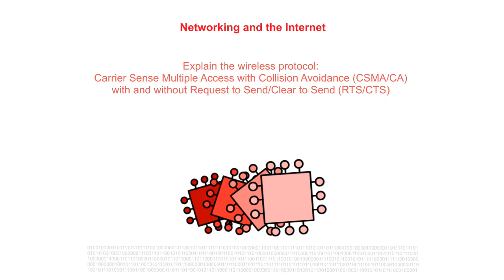In this video, we're going to explain the wireless access protocol, and that is the Carrier Sense Multiple Access with Collision Avoidance Protocol, CSMA/CA, and we're going to explain it with and without request to send, clear to send.